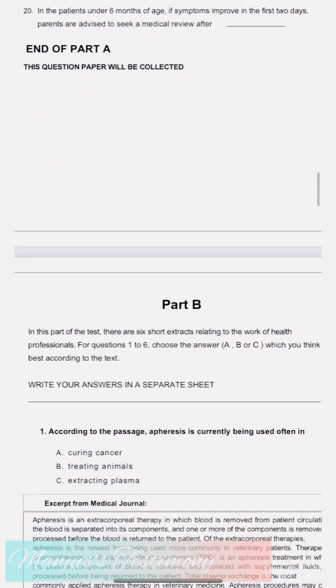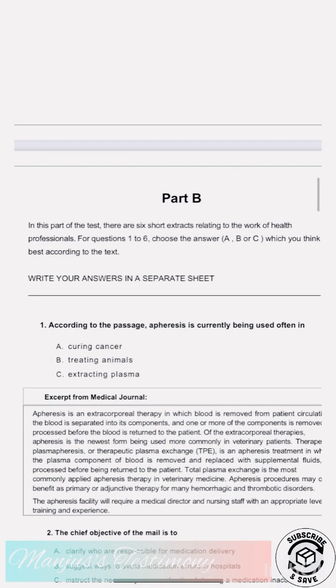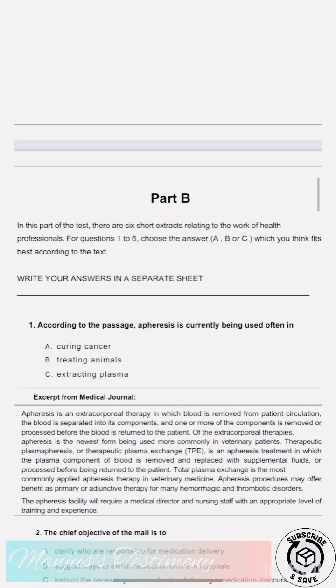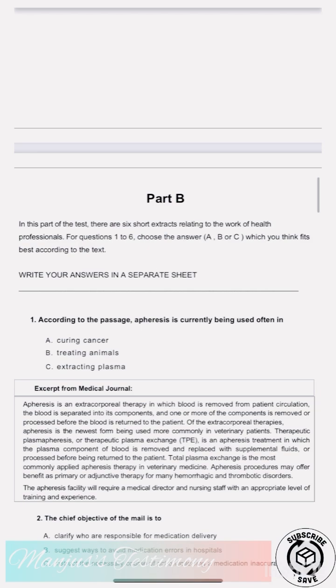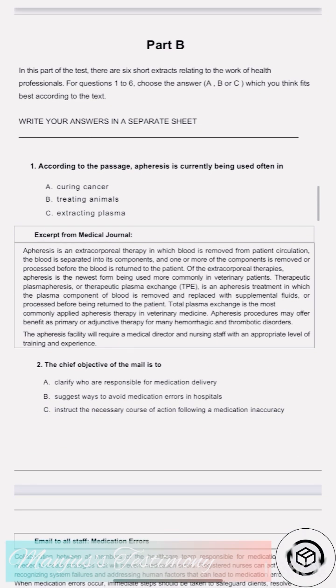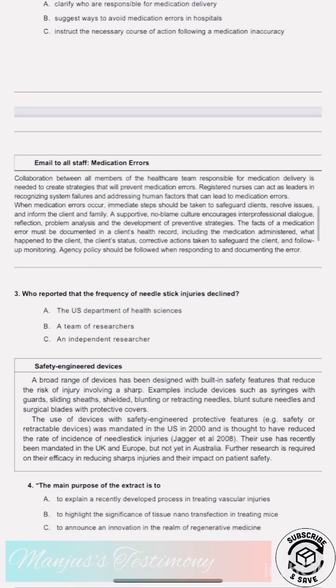Okay, then we're gonna move on to part B. In part B you will get 6 different extracts. There will be 6 questions with 3 options. So the best method that you can use here is to eliminate the wrong answers to find out the right answer. We will explain in detail.